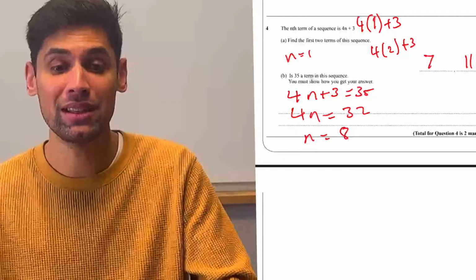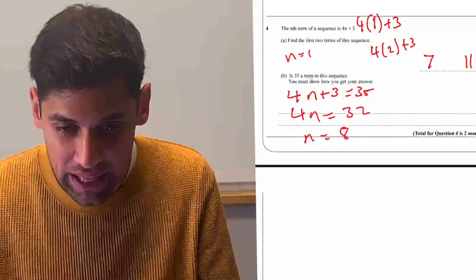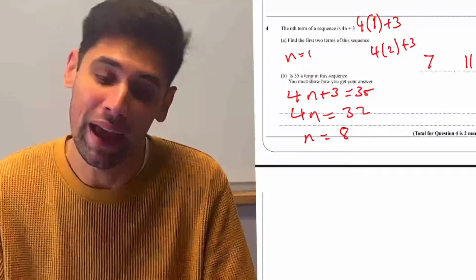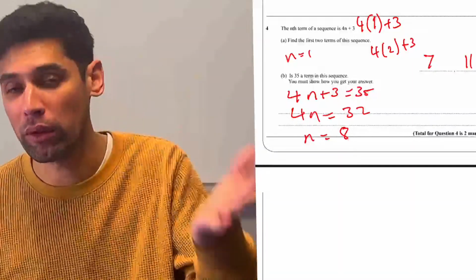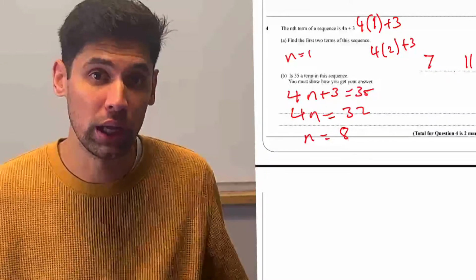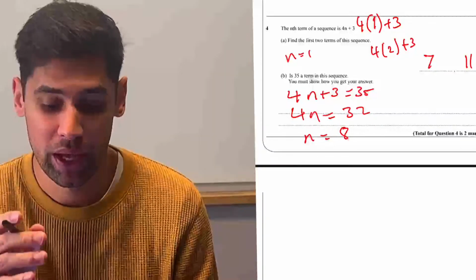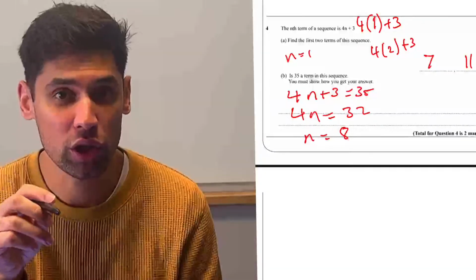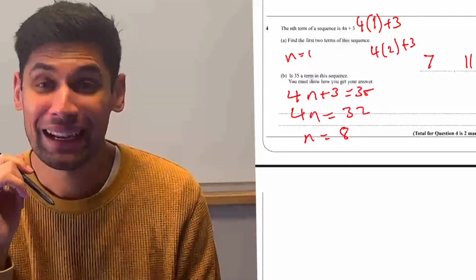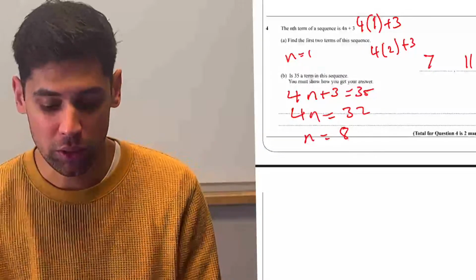Now because n equals 8, that means the 8th term is 35. So we're all good. It is in the sequence. If we didn't get an integer value, if we got like 8.5 or 7.9 or something like that, or just a horrible fraction, that means it's not in the sequence. If we get an integer value, by integer I mean whole number, not a decimal, that means it is in the sequence. So we're all good.